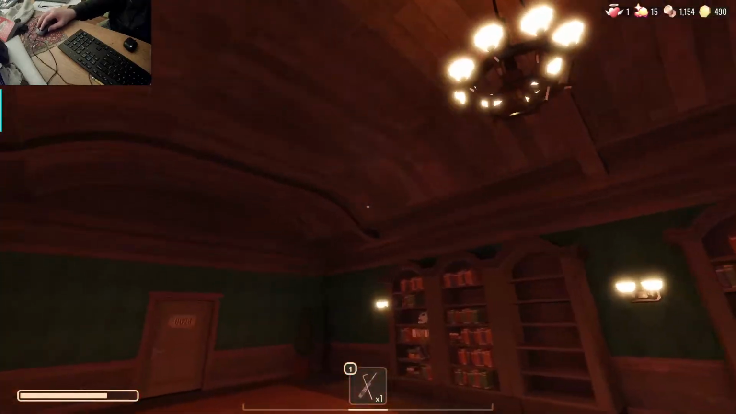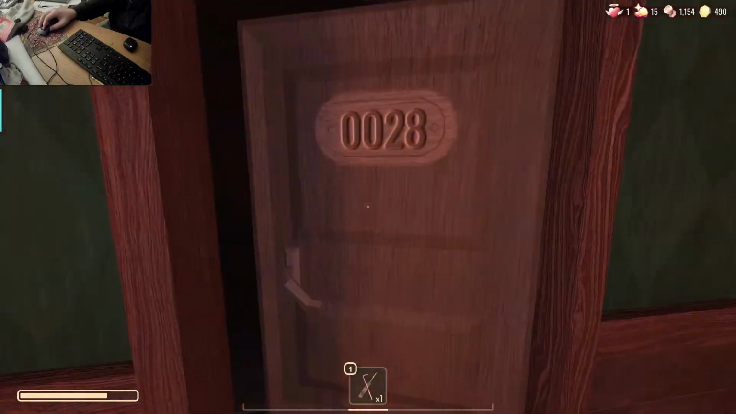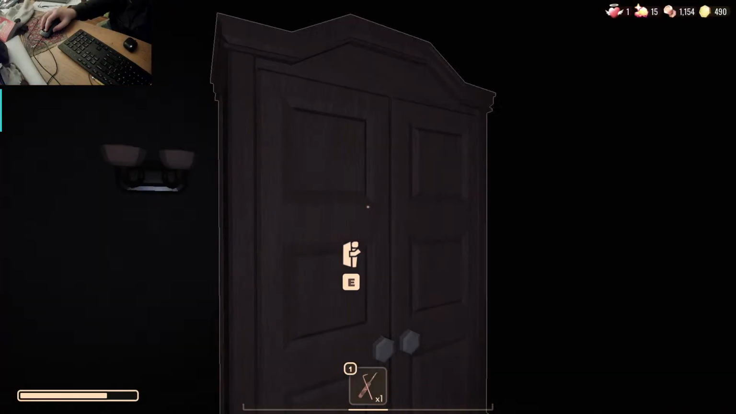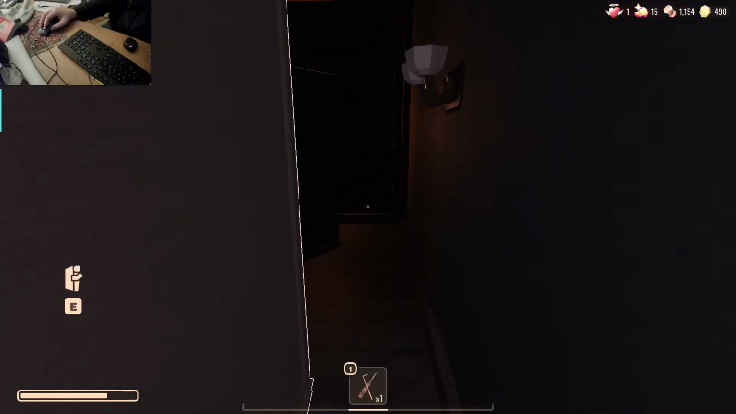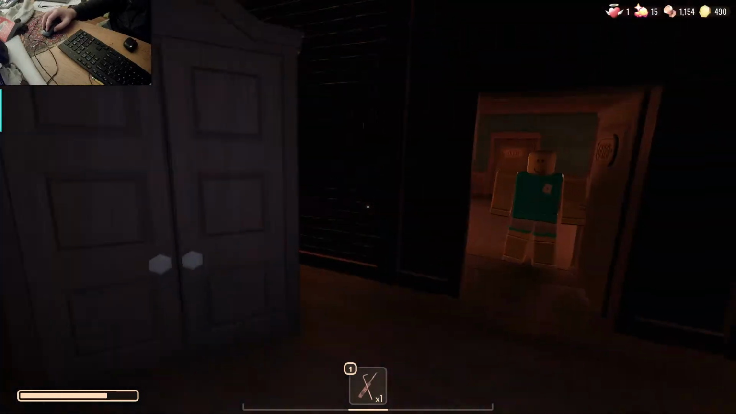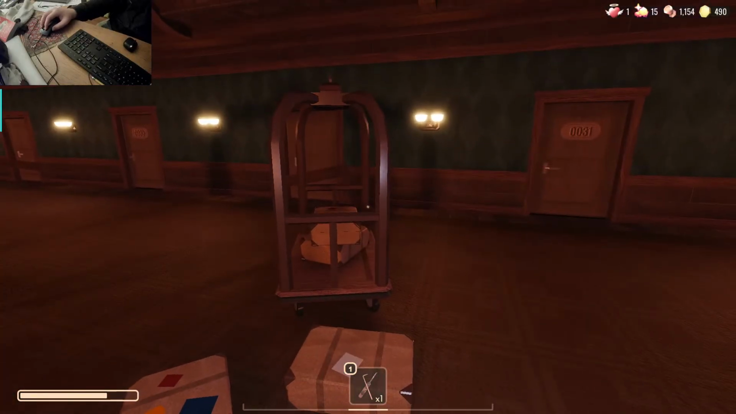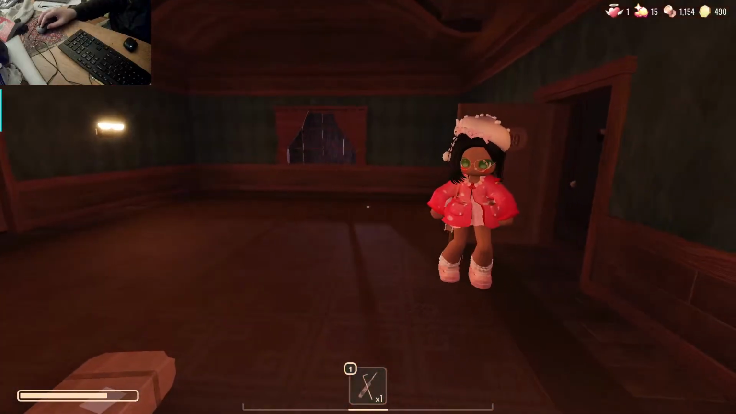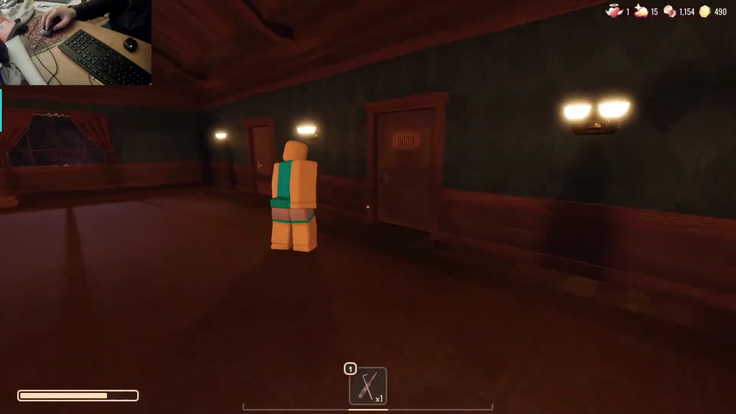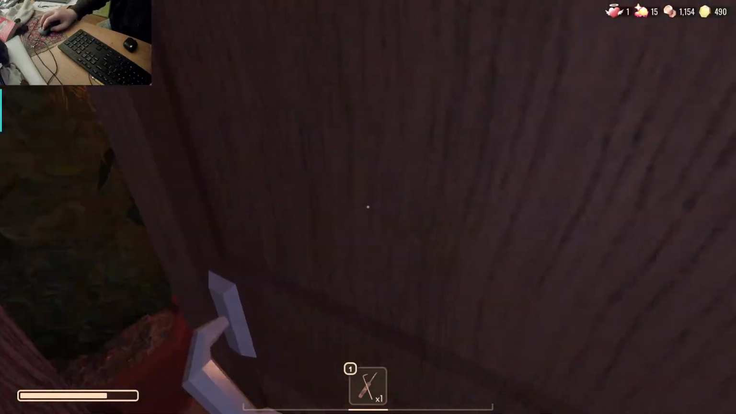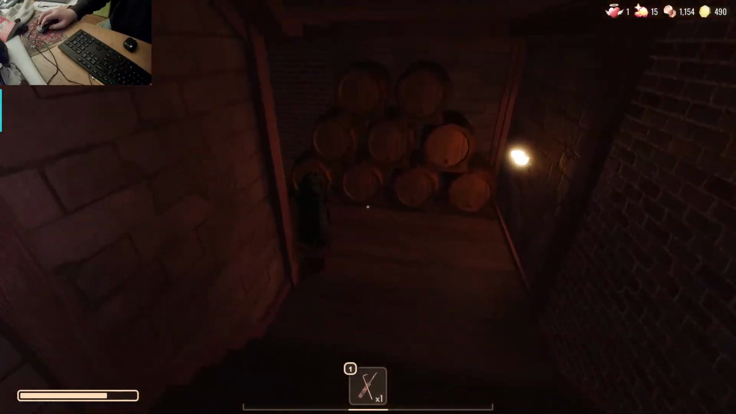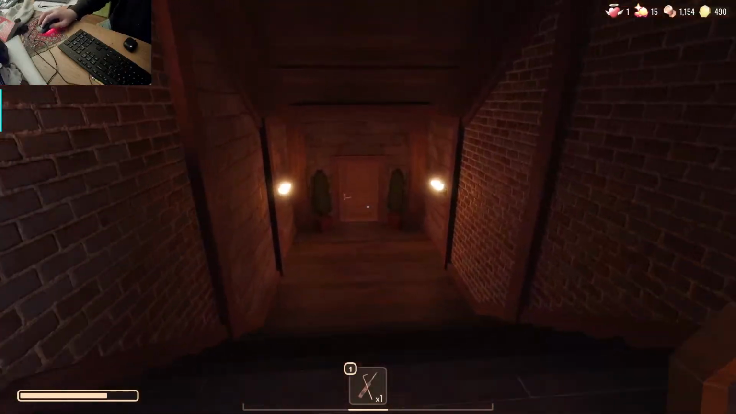Yeah, because there's no closets. Well, there are now. Do I get inside the closet? Well, we're not hearing Rush, so not yet. I believe it's 30. Yeah, it's 30. The door hadn't been scratched yet. Okay, I'll stay up here.